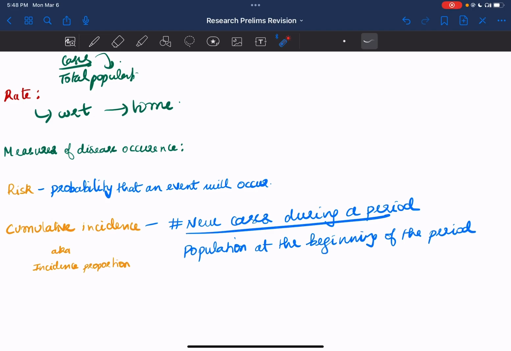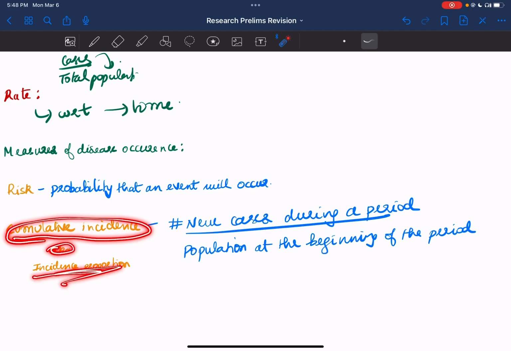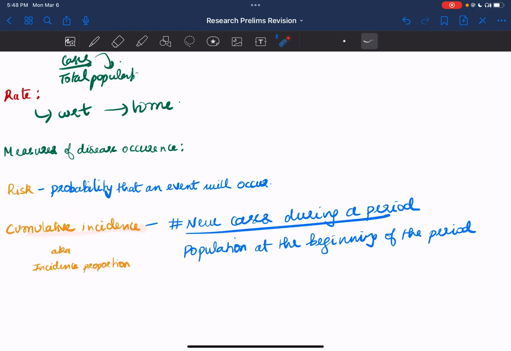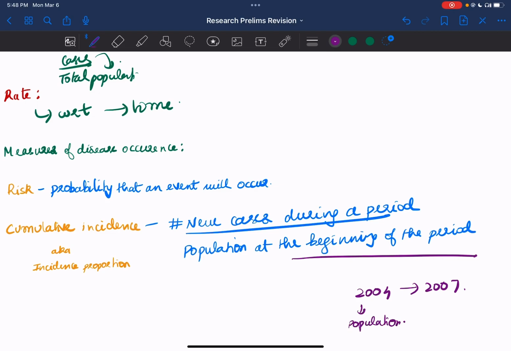Now there's another thing called cumulative incidence, which is also known as incidence proportion. Cumulative incidence is the total number of new cases during a period divided by the population at the beginning of the period. The key point to note here is the population at the beginning of the period. For example, if the question says the disease began in 2004 and extended till 2007, for the denominator we have to use the population of the group or city or country during the beginning of the period of the disease. Only during 2004 we have to measure the number of people and put it in the denominator.